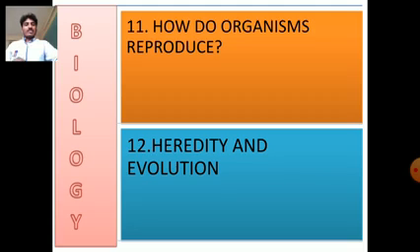Next one is biology. Biology contains two major topics. One is how do organisms reproduce. In this chapter, we learn how organisms reproduce and how they make copies of themselves exactly. We study reproduction in animals and plants, how higher plants reproduce and how animals reproduce. And the second one is heredity and evolution. In this chapter, we learn what heredity is, how evolution occurs, and what fossil fuels are.